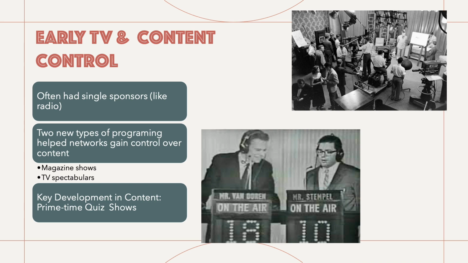Because networks didn't have much control over the content that they got to air, networks started to request that programs be longer, which made them more costly for sponsors to make. And it made this single sponsorship model not very realistic. And networks wanted more control over the content they were producing. So they developed two new types of programs where they could have more of this control.